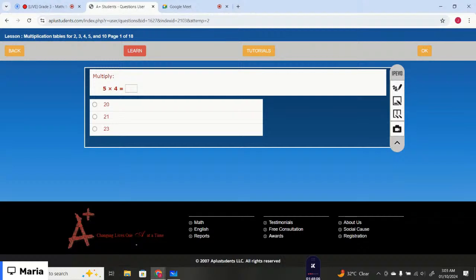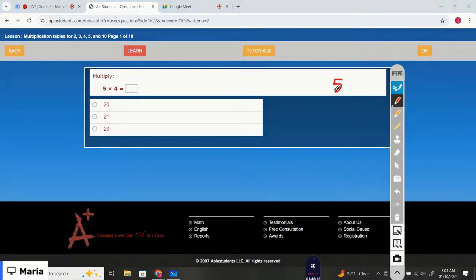5 times 4. You need to count a table of 5 until 4, right? So 5 times 1 is 5, 5 times 2 is 10, 5 times 3 is 15, and 5 times 4 is 20. Or maybe you know them by the name skip counting. So for the table of 5, you have to skip count by 5, right? Skip counting by 5 or the multiplication table, that is exactly same. So 5 times 4 is 20.